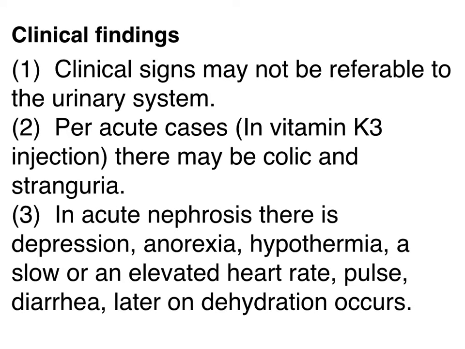The clinical signs or findings include the following: they may not be referable to the urinary system. In peracute cases, with vitamin K3 injection there may be colic and stranguria. حيصير هنالك مغص مع حسق في التبول. In acute nephrosis, there is depression, anorexia, hypothermia, a slow or an elevated heart rate, diarrhea, and later on dehydration occurs. وفي المراحل الأخيرة يحدث الجفاف.